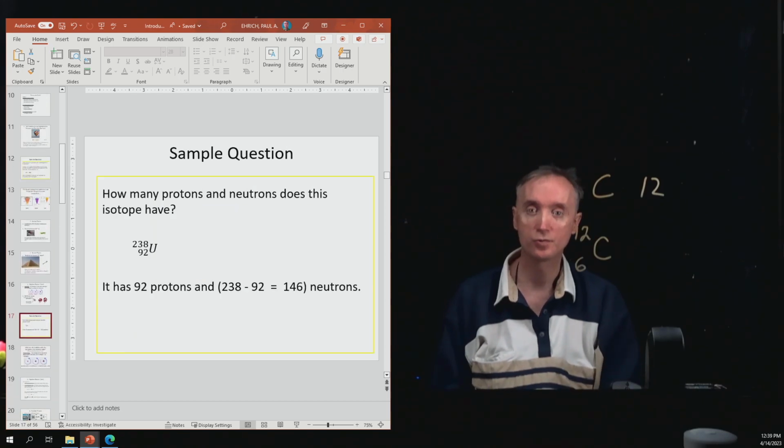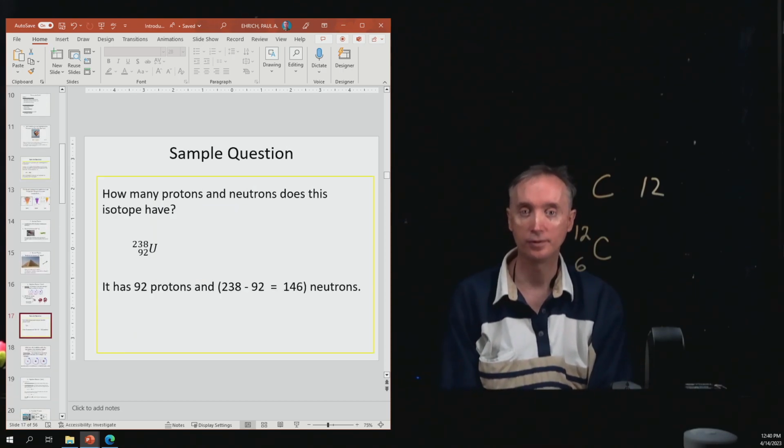So here's what could be on the exam. I'm going to give you the isotope, I will give you the periodic table, and then you tell me how many protons does it have and how many neutrons does it have.